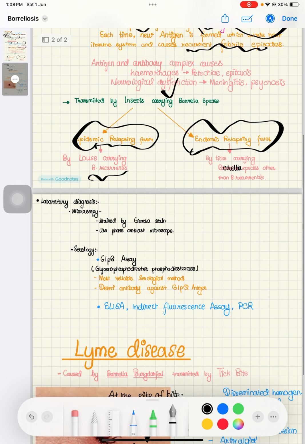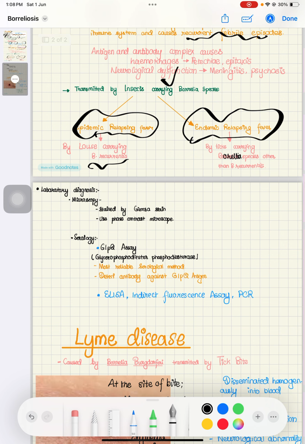About the laboratory diagnosis, the sample collected is blood during the febrile state. If the sample is collected during afebrile periods, then the bacteria may not be present. Stain by Giemsa stain and use a phase contrast microscope, because they are poorly stained by Gram staining and are extremely thin. They are not seen under an ordinary microscope, so a phase contrast microscope is used.